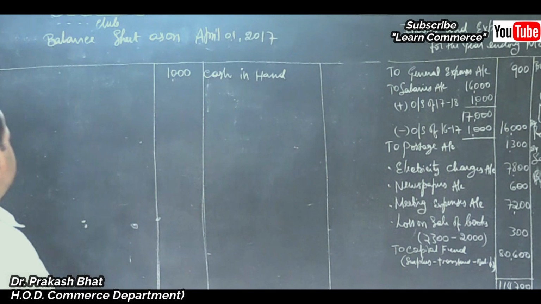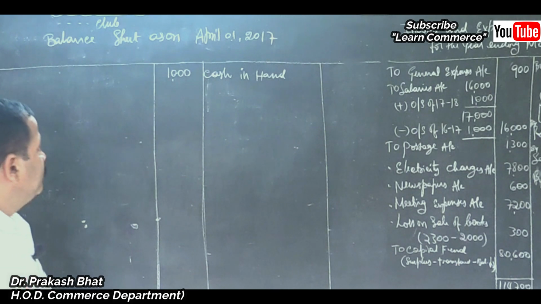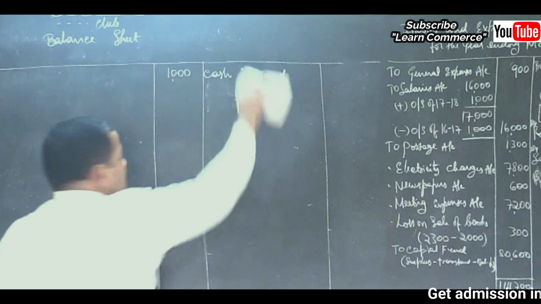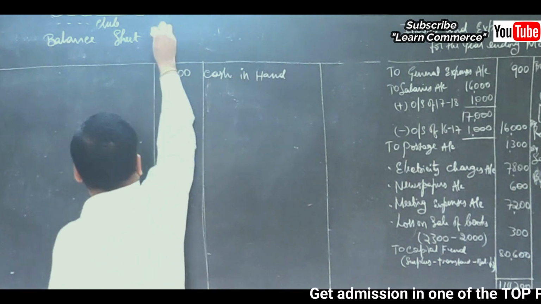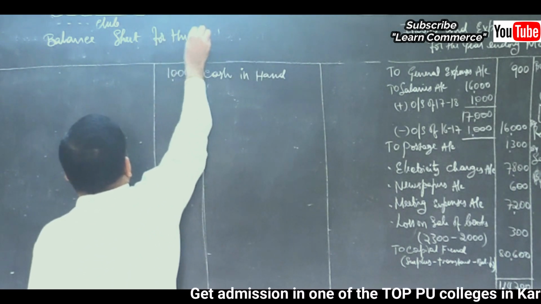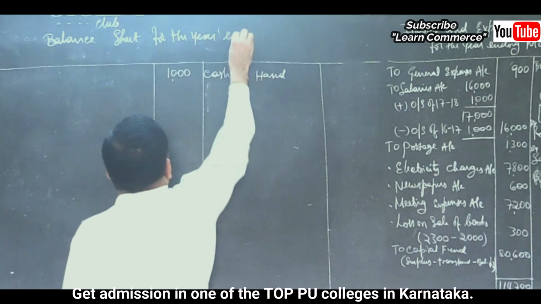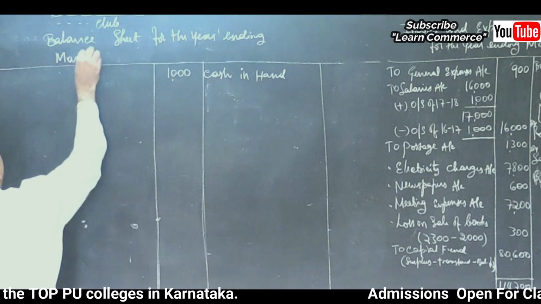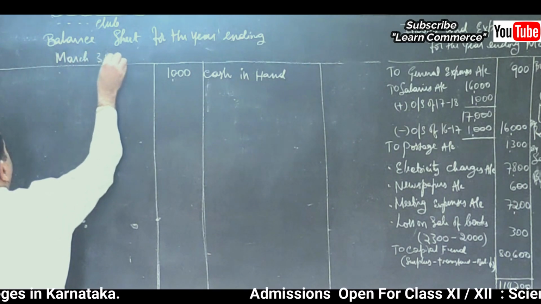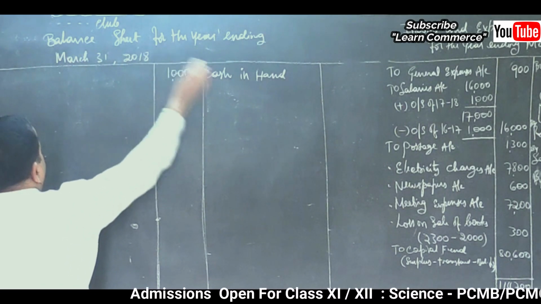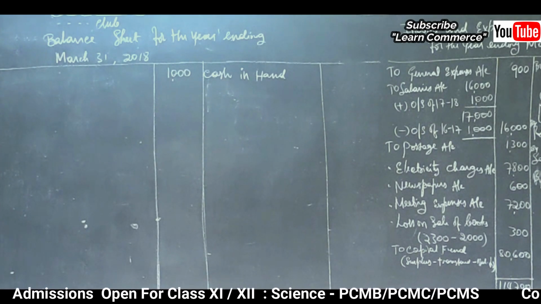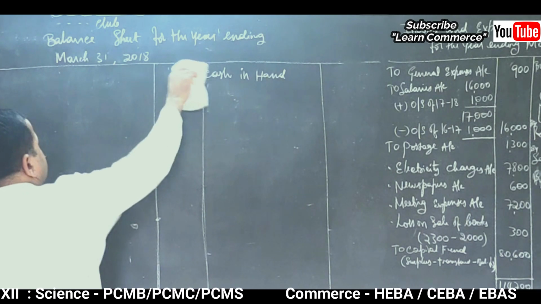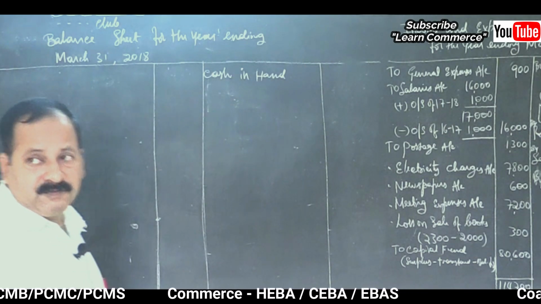Club balance sheet for the year ending March 31st, 2018. Right? Yes. Write the column headings: liabilities, amount in rupees; assets, amount in rupees.